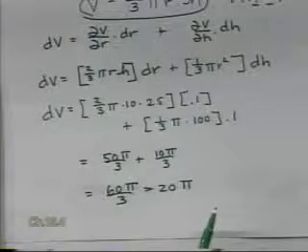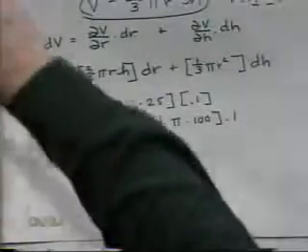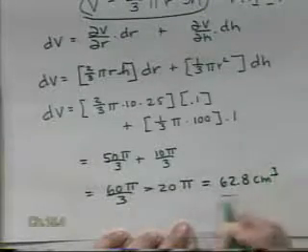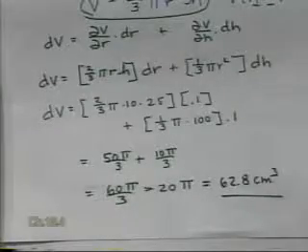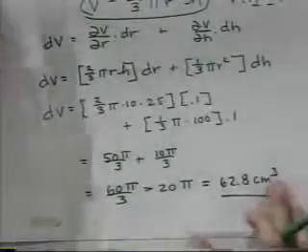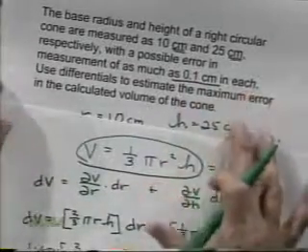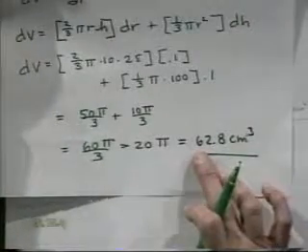All right, and what's 20 times pi, if you want a decimal? What is it? 62.8. And that will be centimeters cubed because it's volume. So just by having your radius off by 0.1 and your height by 0.1, think about this, this is pretty incredible, your maximum error is 62.8 cubic centimeters. Okay? Neat. So you don't have to memorize those formulas anymore in chemistry and physics. You can derive them yourself.